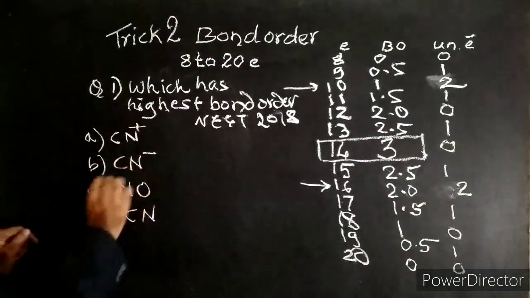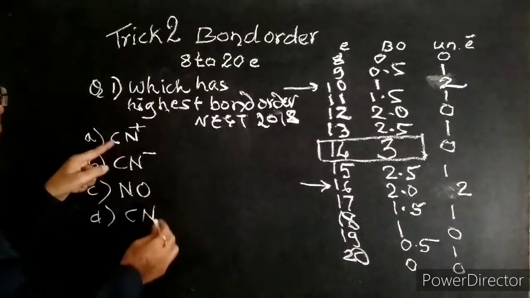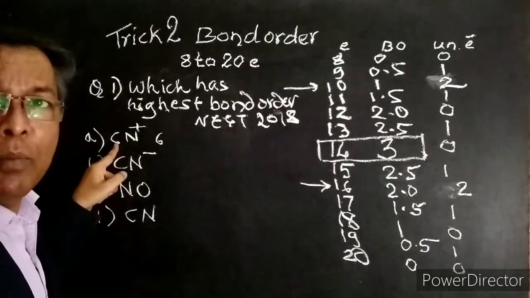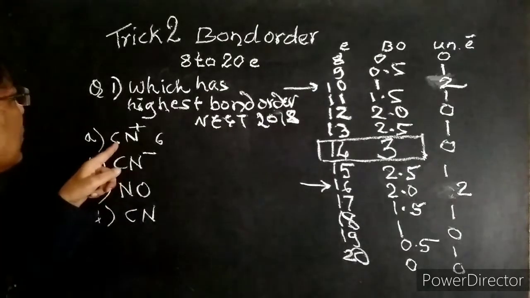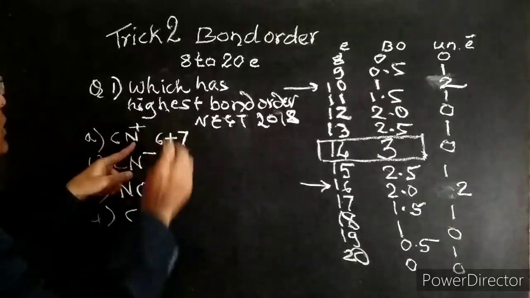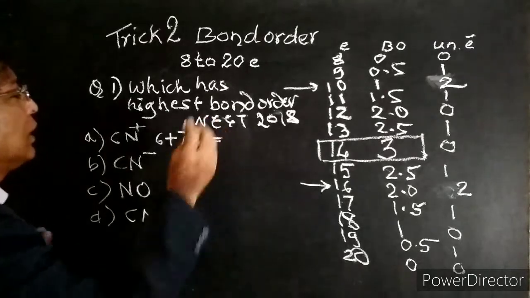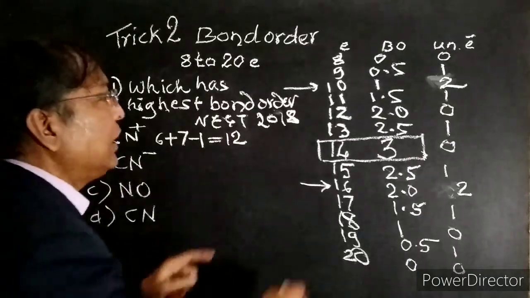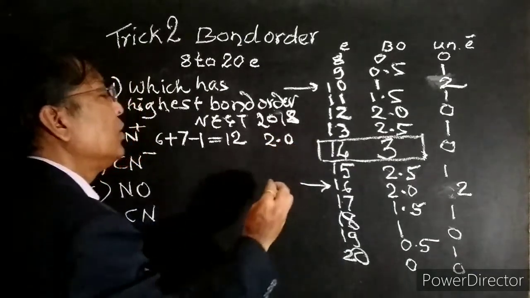They have given CN plus, CN minus, NO and CN. We have to find the bond order. Here the atomic number of carbon is 6. That means it has 6 electrons, because we know that atomic number is always equal to number of electrons. So carbon has 6 electrons, and nitrogen has 7 electrons, but there is a positive charge, that means it has lost one electron. Therefore, the total number of electrons present in CN plus is 12 electrons. 12 electrons means its bond order is 2.0.